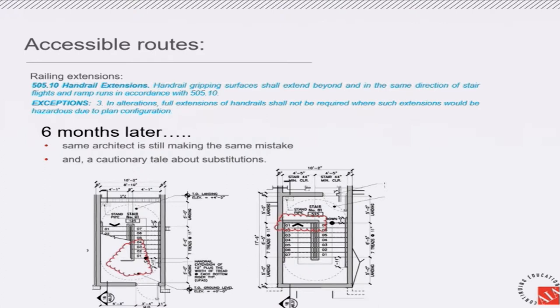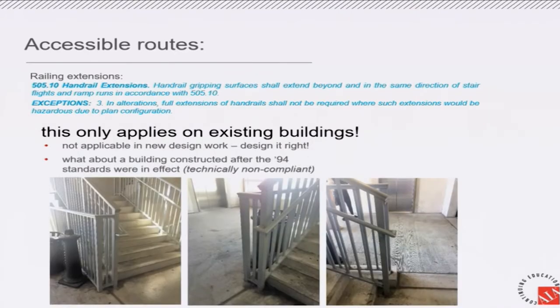6 months later, I controlled myself. I didn't write what I wanted to write. I just marked it and said, handrails must continue. Remember the AOR that's been doing this successfully around the country? Here's the actual built condition. Ta-da. Cool.